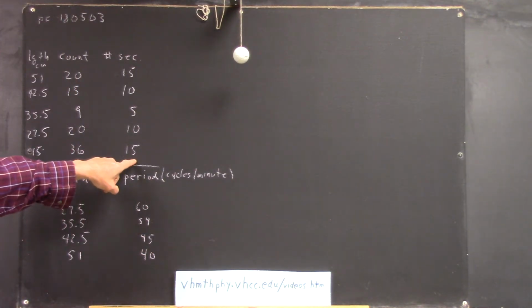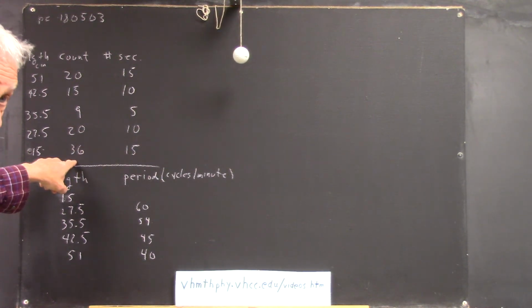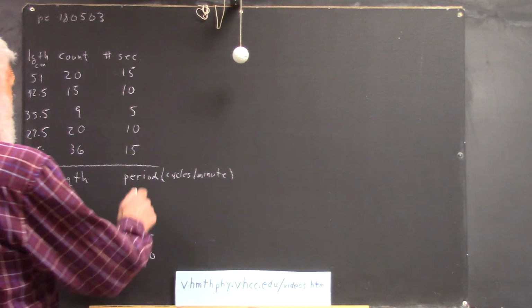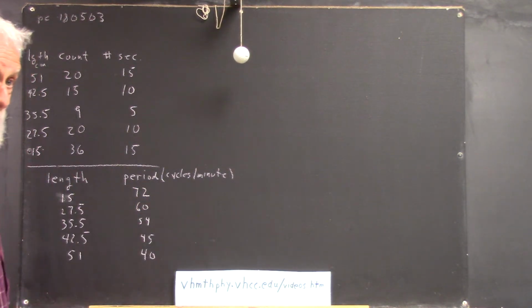15 is 1/4 of a minute. You multiply that by 36, you get 144. And half of that is 72, so you get 72 cycles per minute.